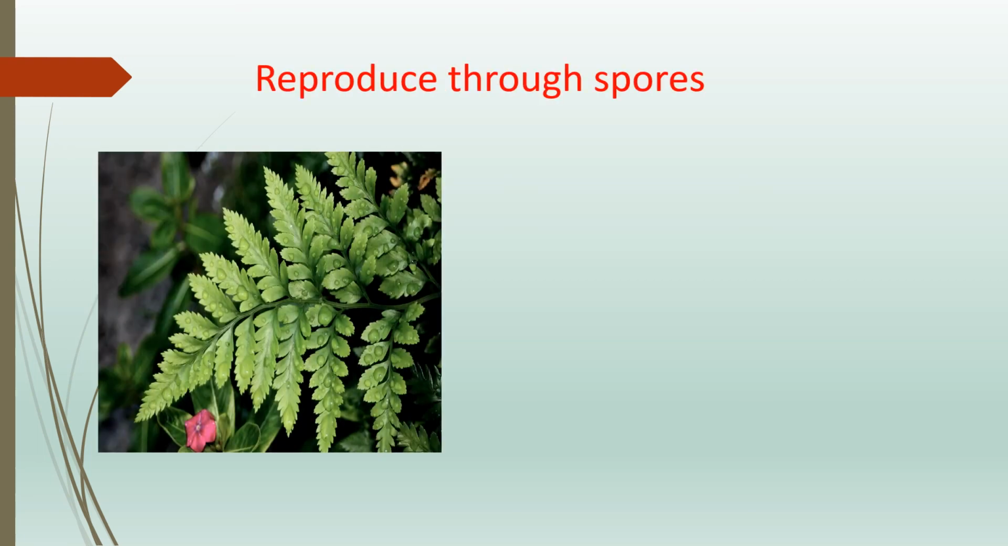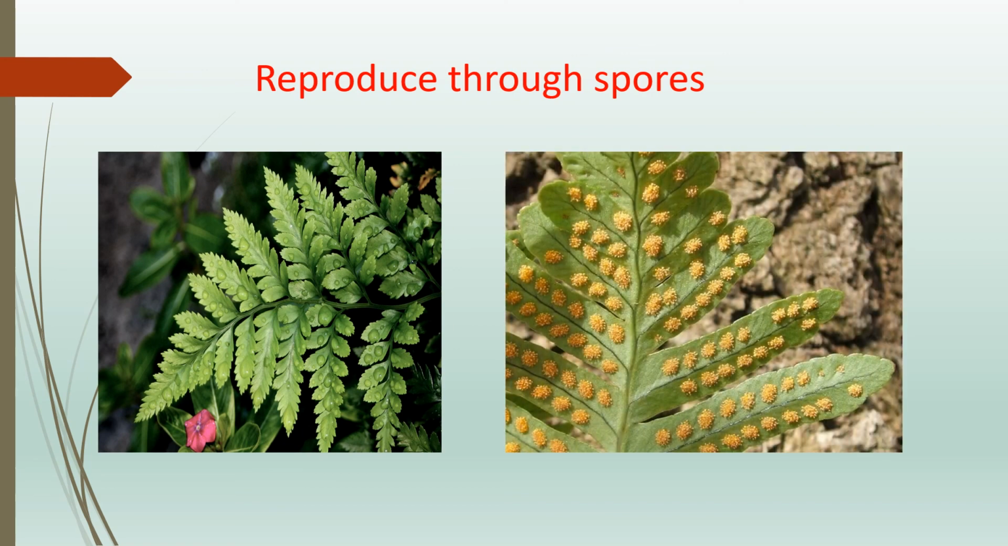And how do they reproduce? They also reproduce through spores. Spores are located on the underside of a leaf. If you turn the leaf, what will you see? You will see dark brown spots. These spots mean spores. So, with the help of spores, what will happen? They grow into new plants.